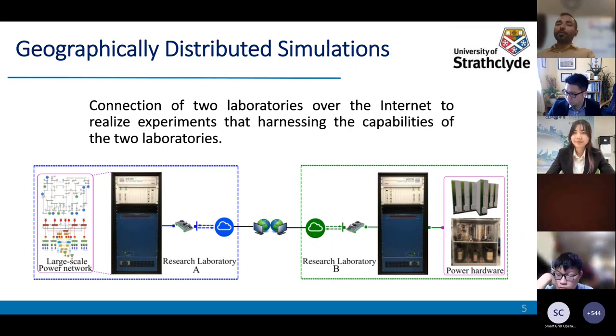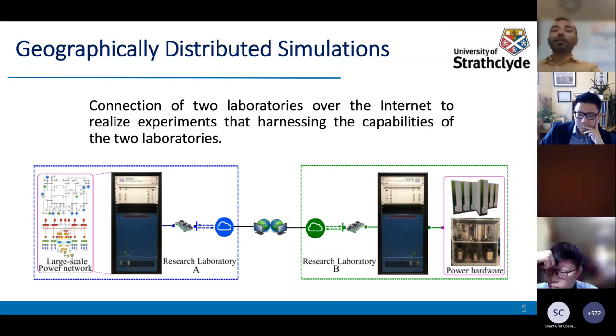Essentially, geographically distributed simulations means the interconnection of two or more laboratories over the internet to realize experiments in such a way that you harness the capabilities of the laboratories that are interconnected.